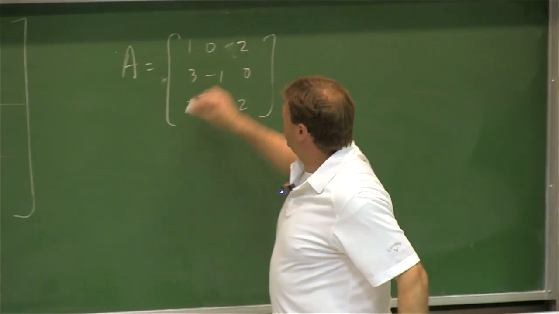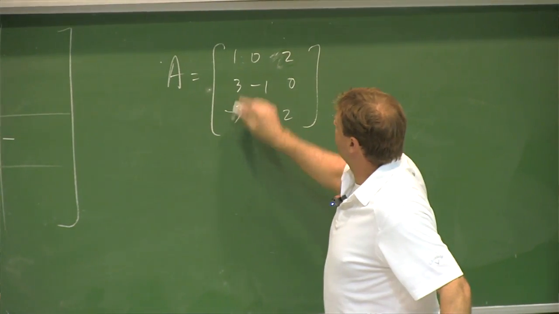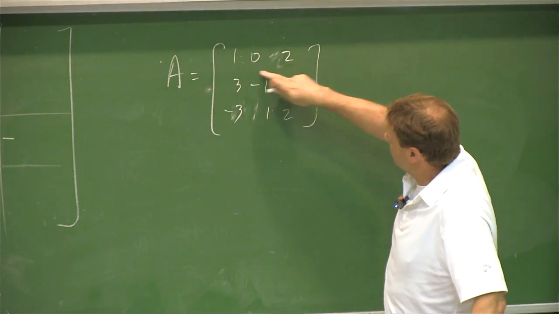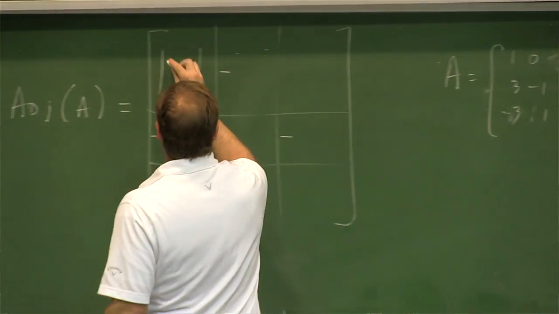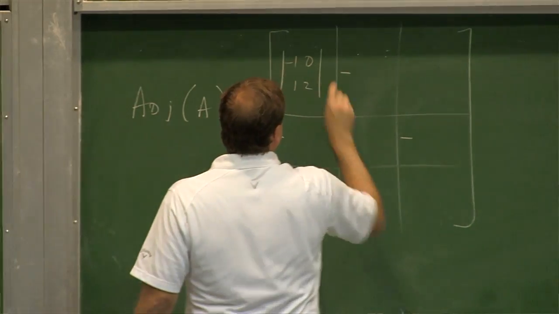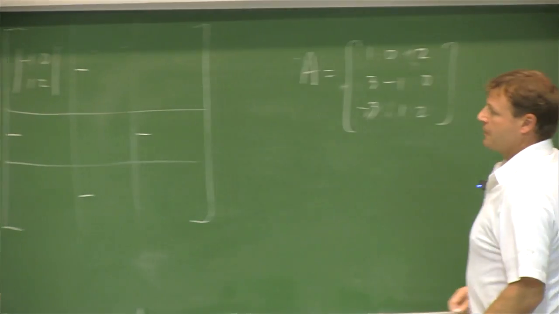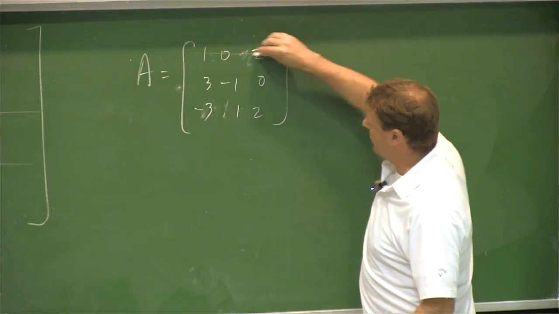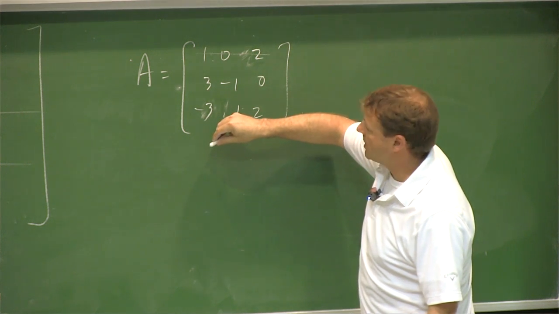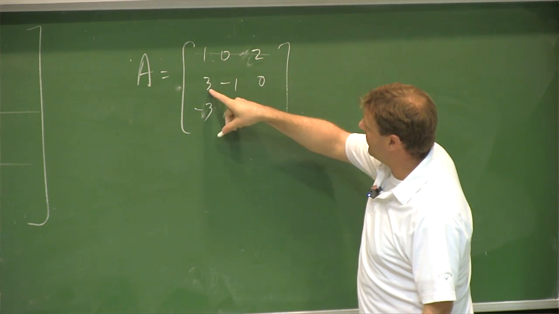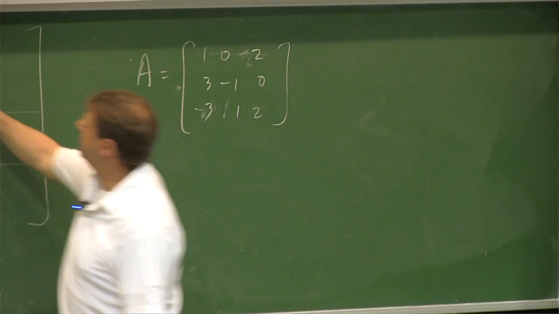Okay, the first one is I'm crossing off first row and first column, so it's this little matrix right there. I have the determinant of negative 1, 0, 1, 2. Then I'm going to move over and take care of all the first row. So I just did first row, first column. Now I do first row, second column. I get 3, 0, negative 3, 2.